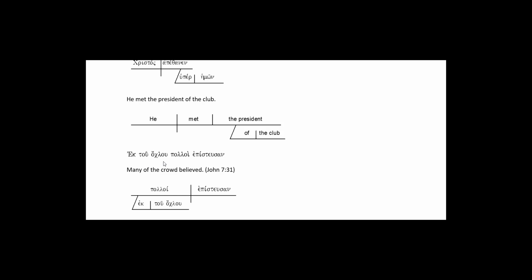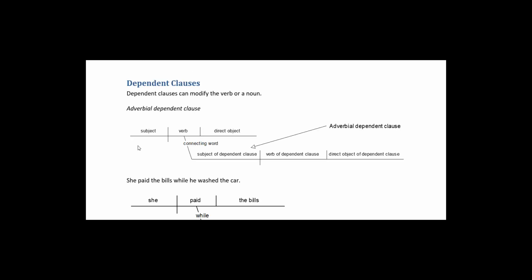So, ek tou ochlou polloi episteusan. Many of the crowd believed. Many believed, and ek tou ochlou modifies the word many. So we put it under the word that it modifies. Now, in addition to having single words or short phrases that modify words, we could have an entire clause modify some word. So you would put that entire clause under the word that it modifies.